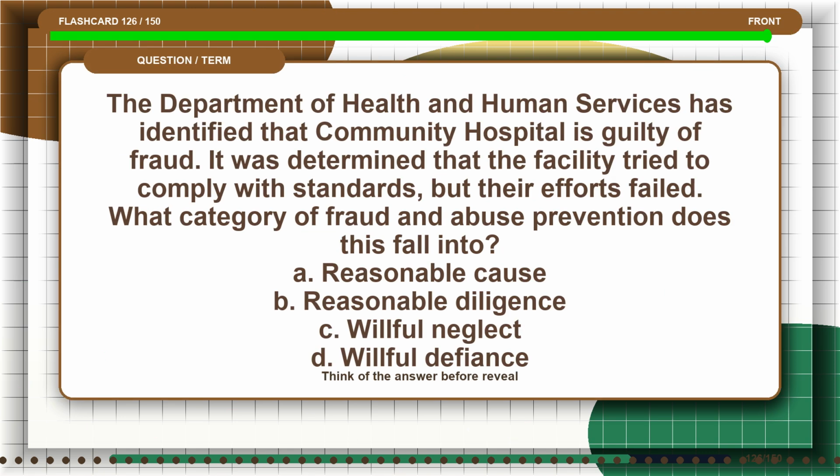Flashcard 126. The Department of Health and Human Services has identified that community hospital is guilty of fraud. It was determined that the facility tried to comply with standards, but their efforts failed. What category of fraud and abuse prevention does this fall into? A. Reasonable cause. B. Reasonable diligence. C. Willful neglect. D. Willful defiance. Think of the answer before the reveal.